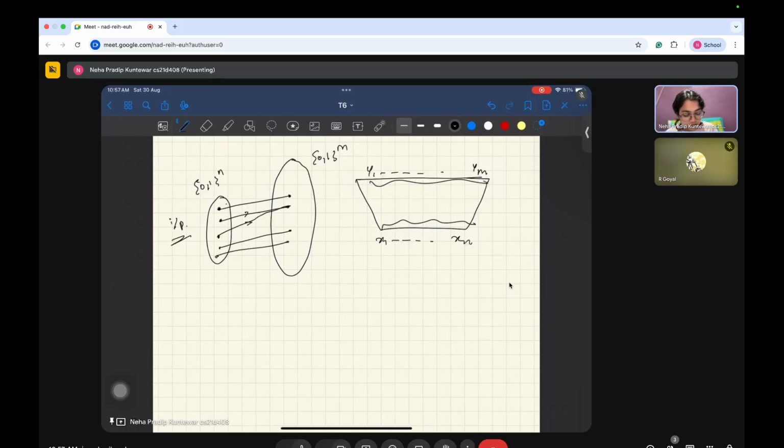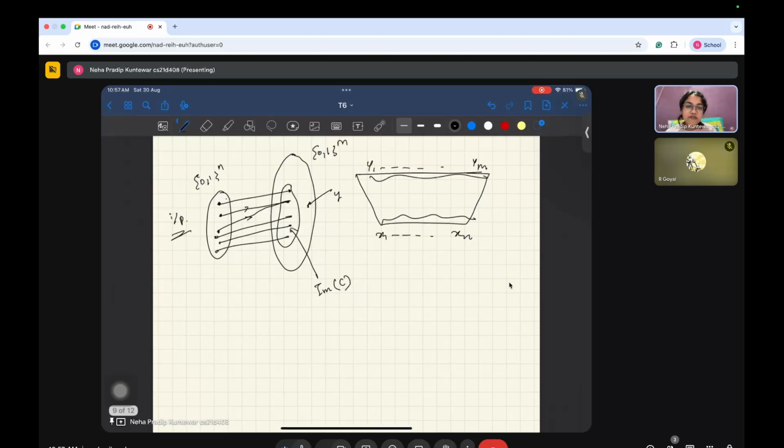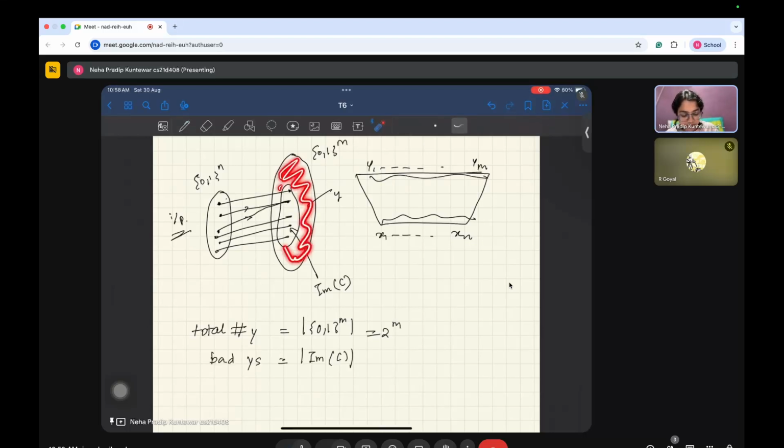So this is basically a function, the image of C, and we are randomly choosing a y. How many y's are good for us? The total number of y's is all possible m-bit strings, which is 2 to the m. But the bad y's would be the ones that are in the range, because we actually want something outside. So what is a bound on this?